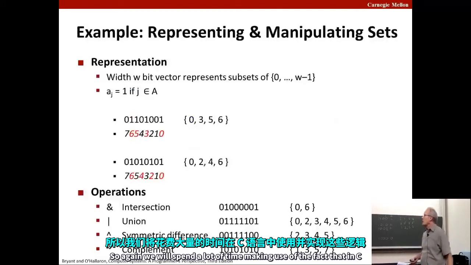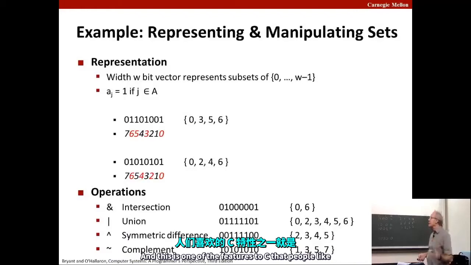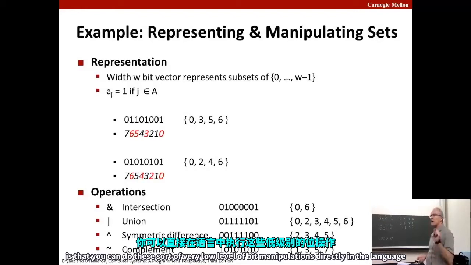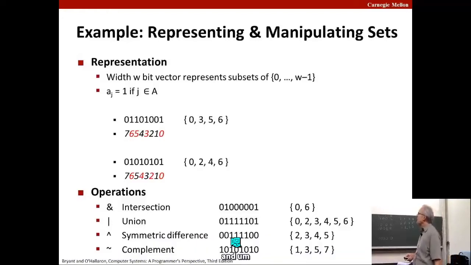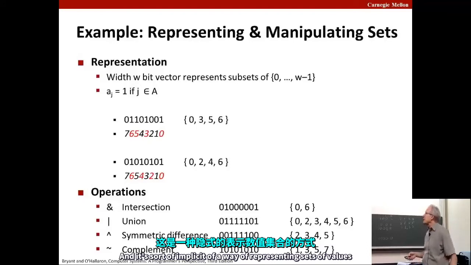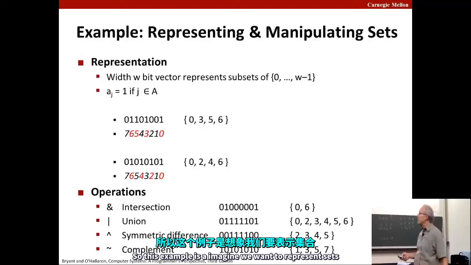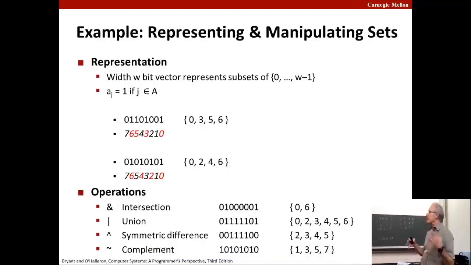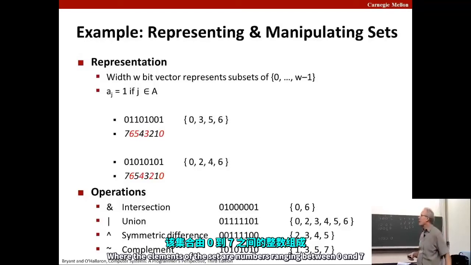So again, we will spend a lot of time making use of the fact that in C, and this is one of the features of C that people like, you can do these very low-level bit manipulations directly in the language. And this actually turns out to be useful in practice, and it's an implicit way of representing sets of values. So imagine we want to represent sets where the elements of the set are numbers ranging between 0 and 7.